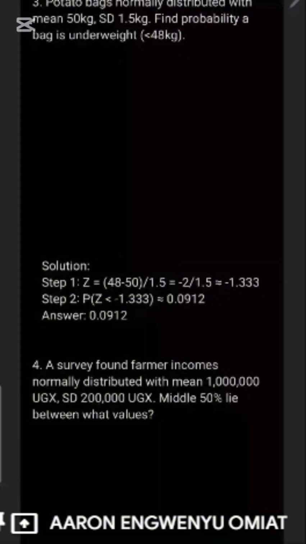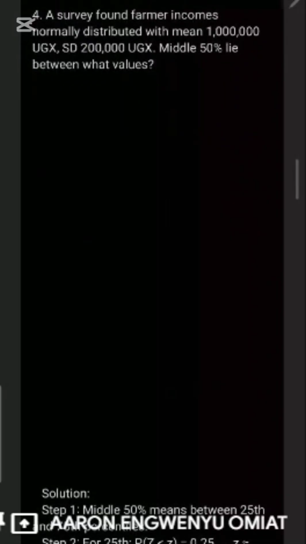I will guide us through the next number. A survey found farmers' incomes normally distributed with a mean of 1 million and standard deviation of 200,000. The middle 50% lie between what values?